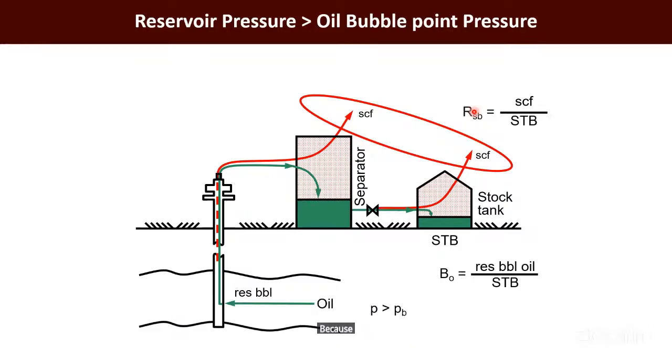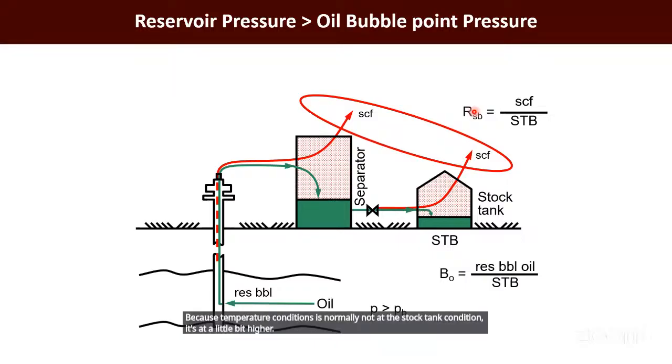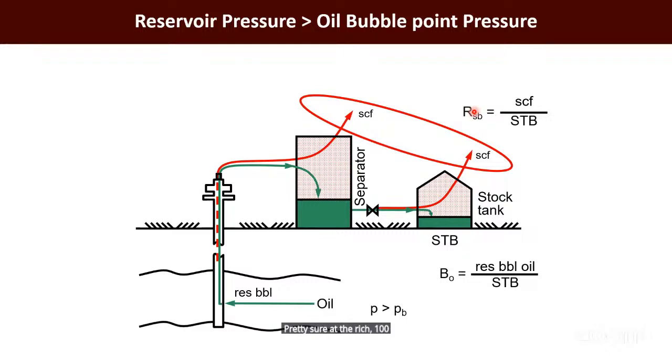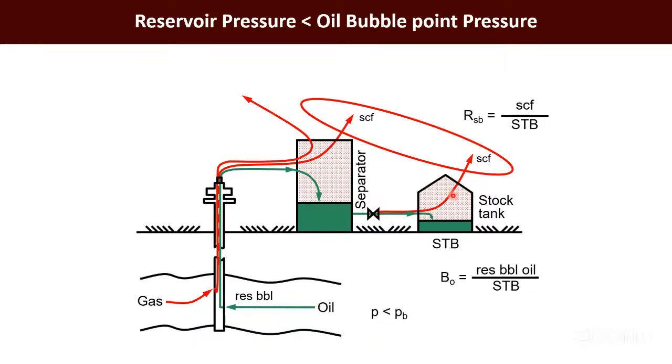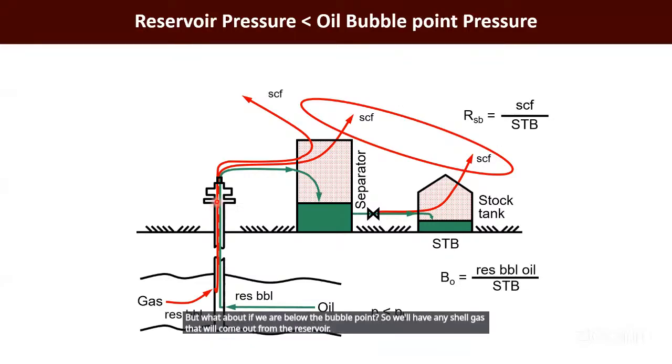It's the summation of the gas separated through the separator conditions and the stock tank conditions, because separator conditions are normally not at the stock tank condition. It's at a little bit higher pressure and temperature, 100 psi, 200 psi, according to the design. But the stock tank condition is 14.7 psi and 60 degrees Fahrenheit. So we should sum the total amount of gas coming out from the separator and from the stock tank. But what about if we are below the bubble point? We'll have initial gas that has come out in the reservoir, so we should add it also.